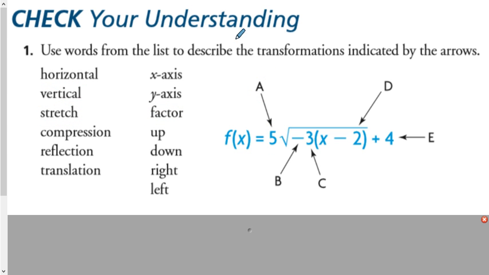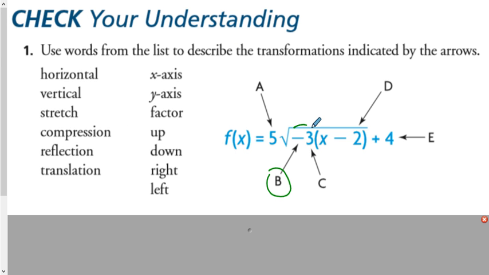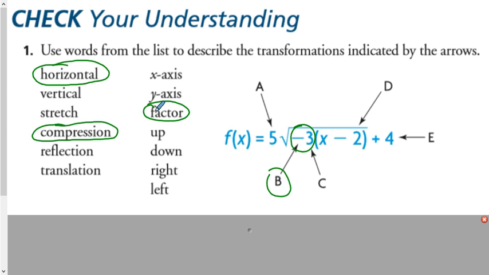Let's go to B. B is pointing at this one right here. This is going to affect our x values, so it's horizontal. It's going to be dividing them by 3, so that's going to make the numbers smaller. So it's a compression, because we're dividing by 3. So it's a horizontal compression by a factor of 3.